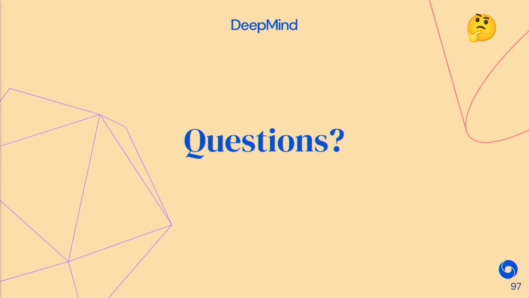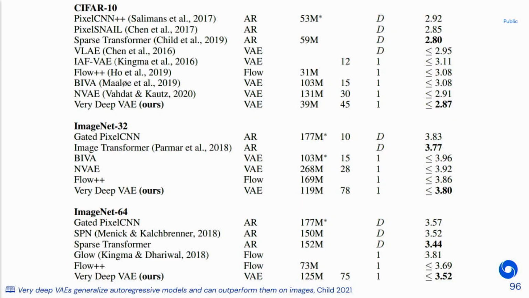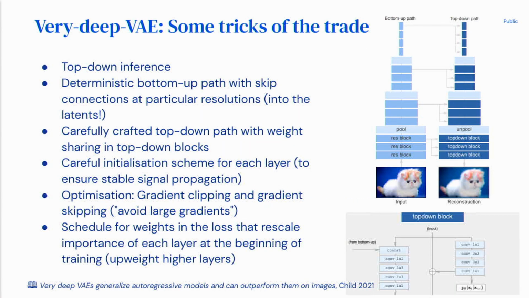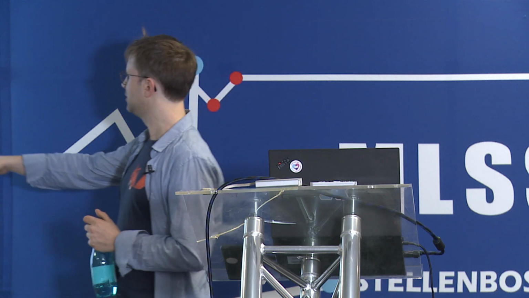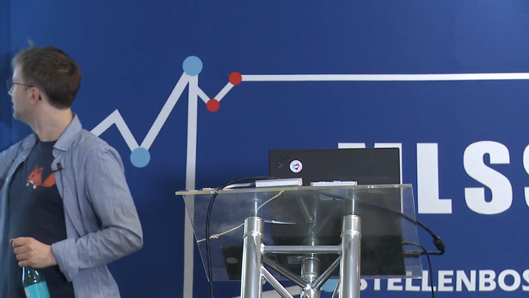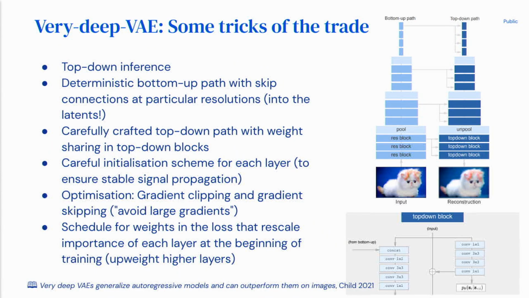Yes? I saw that in the very deep VAE, there are some residual connections from the encoder to the decoder. Is that right? Or am I not interpreting the picture correctly? Yeah, I didn't explain the picture in enough detail. You mean these arrows here? Yes. So these arrows go into the Q, but it's basically the Q of Z given X. So that's the information from X that feeds into the Q.